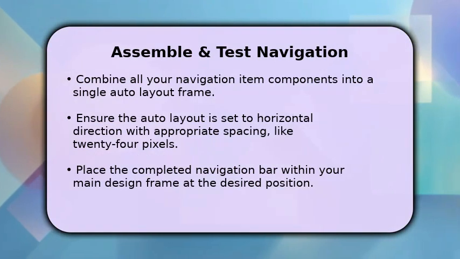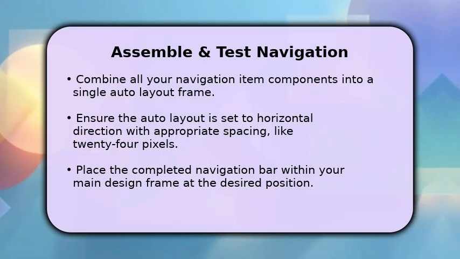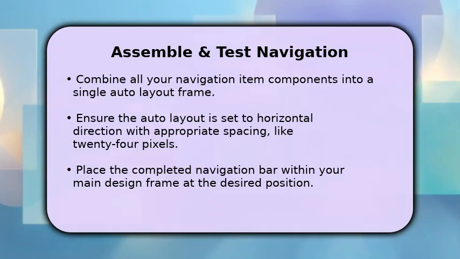Finally, it's time to assemble and test your sliding navigation bar. Drag instances of your navigation item components into an auto layout frame. Set the auto layout to a horizontal direction with a spacing of, say, 24 pixels between items. Position this complete navigation bar within your main design frame, typically at the bottom or top.